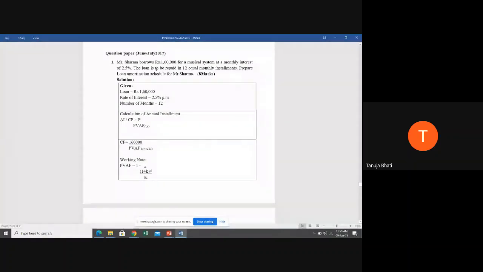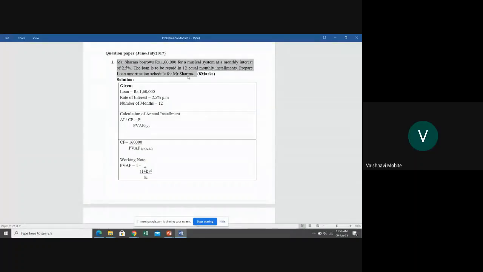So let us now understand this. Mr. Sharma borrows 1,60,000 for a musical system at a monthly interest of 2.5%. The loan is to be repaid in 12 equal monthly installments. Prepare a loan amortization schedule for Mr. Sharma. Now, what we have to do, students? Loan amortization schedule. How many columns are there, students, for a loan amortization schedule?